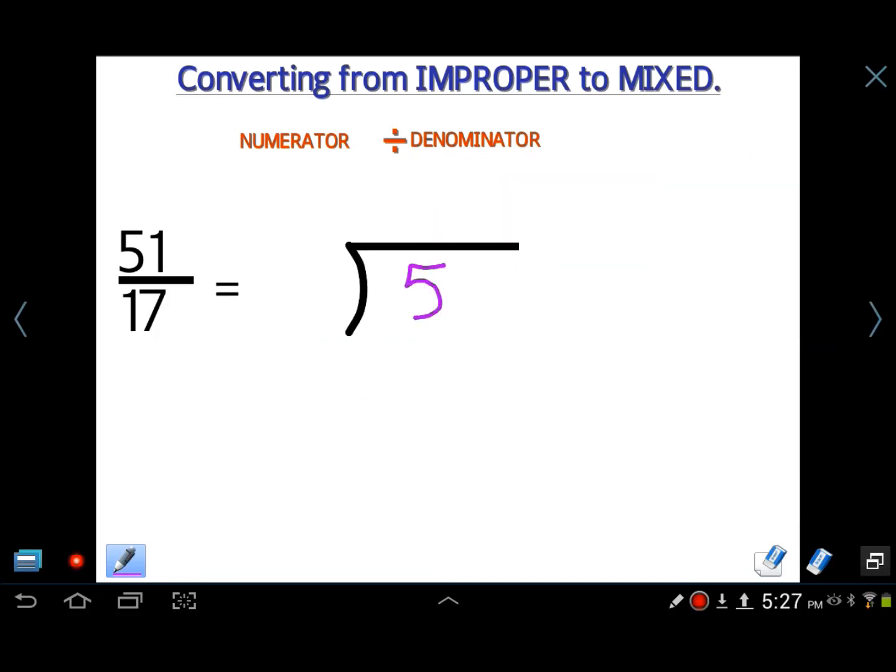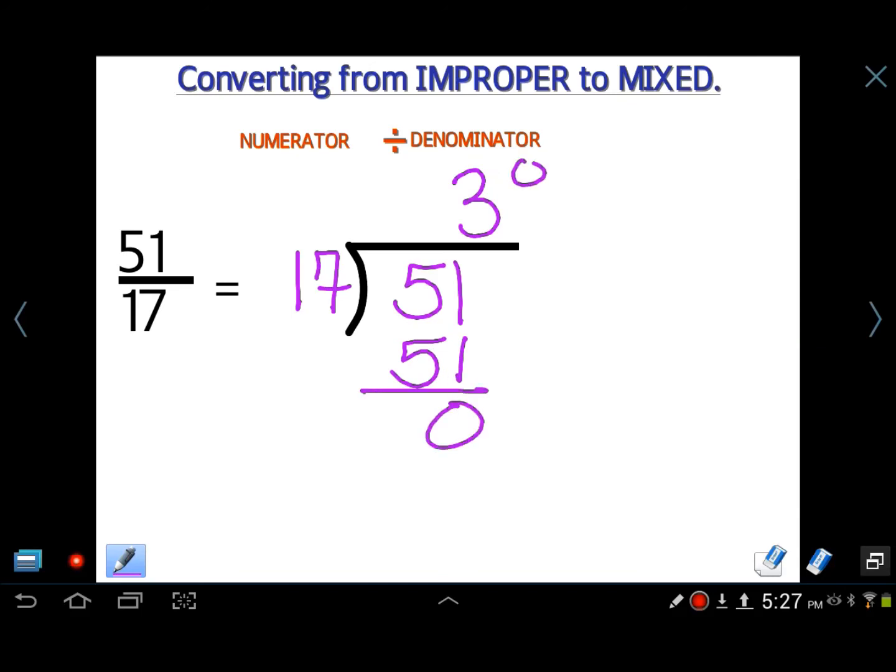Go ahead and do 51/17. Now 51/17, you do 51 divided by 17. 17 goes into 51 3 times. And check this out. 3 times 17 is 51. So how do you handle this? Should we write 3 and 0/17? Is that okay? I guess we could put that, but you don't really need to.